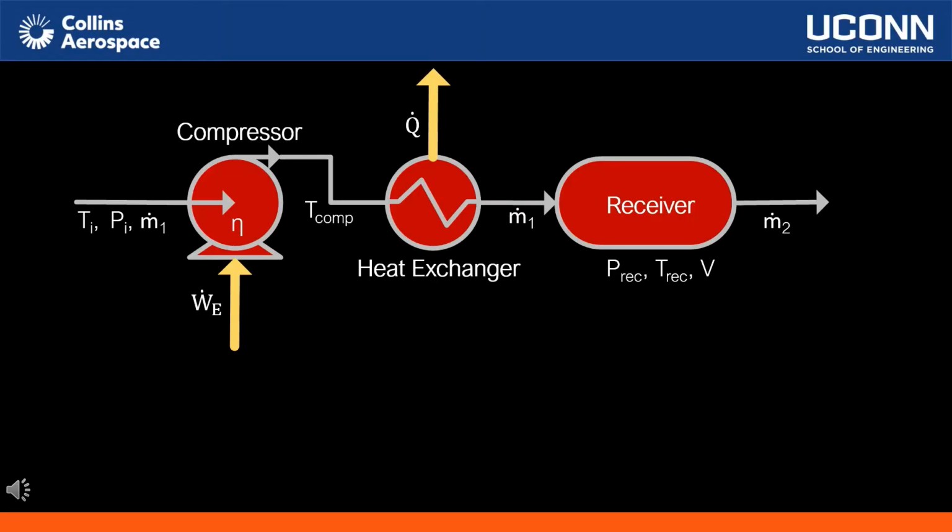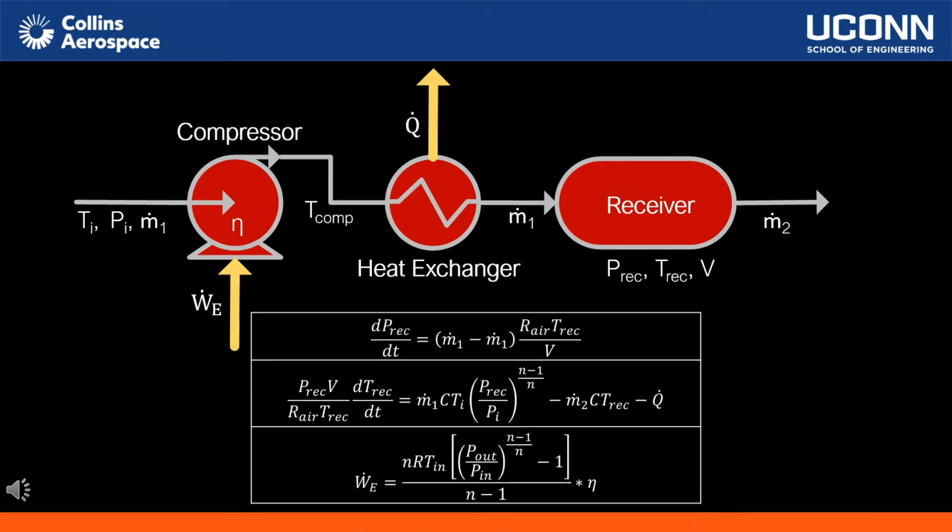This figure shows the system as represented by our equation-based model. We developed it by starting with a simple mass and energy balance for the compression and storage of dry air. By assuming that the air behaves as an ideal gas and has a constant heat capacity, the system can be modeled by these equations. Next, we program the equations to be solved in MATLAB.